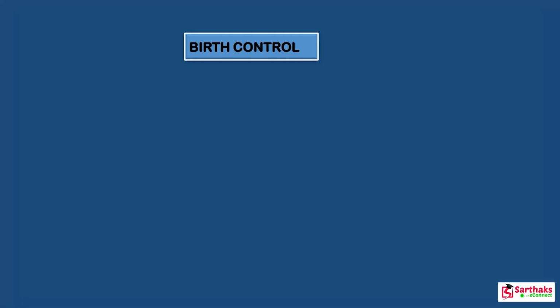Let me explain to you different birth control methods. First of all, what is birth control? Birth control can be done by preventing pregnancy. How can it be done? By preventing pregnancy.